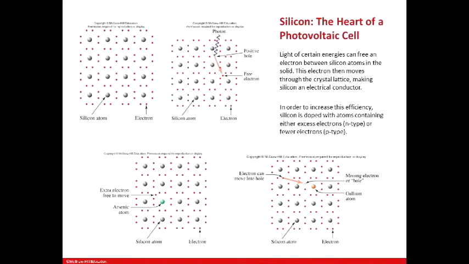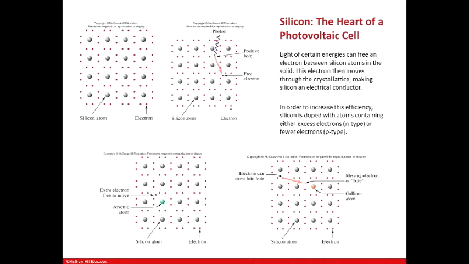In order to increase the efficiency of silicon, it is doped with atoms containing either extra electrons, N-type, or missing electrons, P-type. Typically that's boron or phosphorus, and doping helps increase the transport of energy through the silicon. Without going into the rest of the gory details, which I could, we won't, essentially missing electrons are a hole created here, so an electron can move into the hole. And because it can move into the hole, voila, we get silicon acting as a photovoltaic cell.